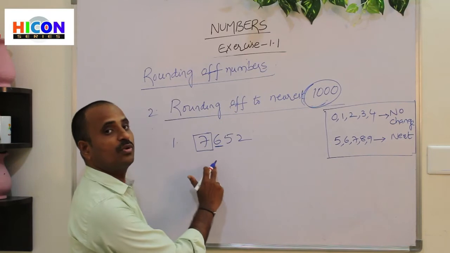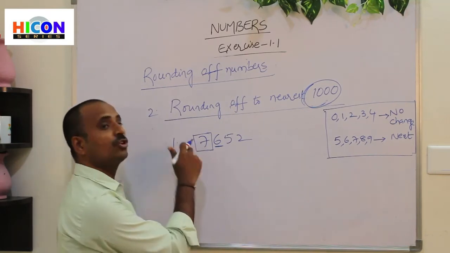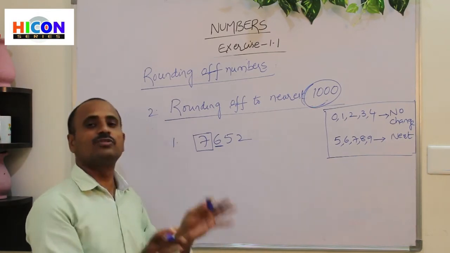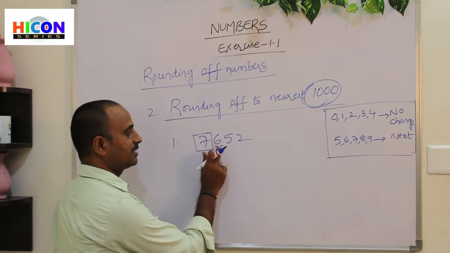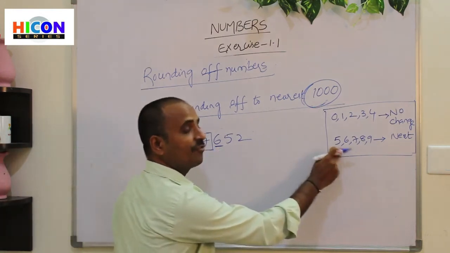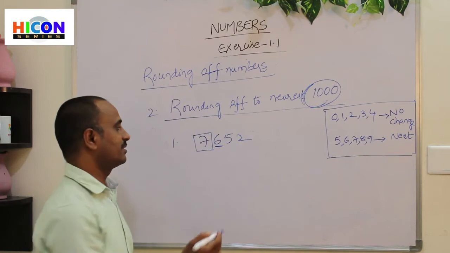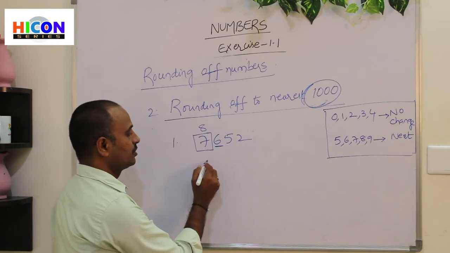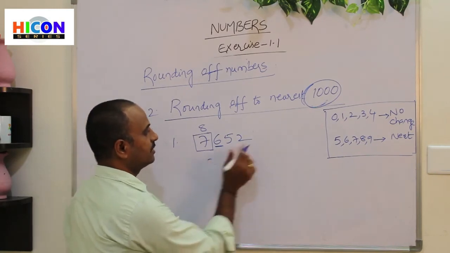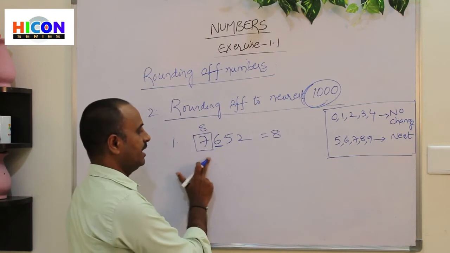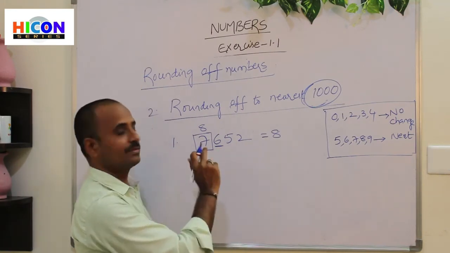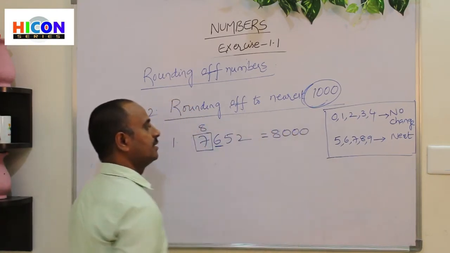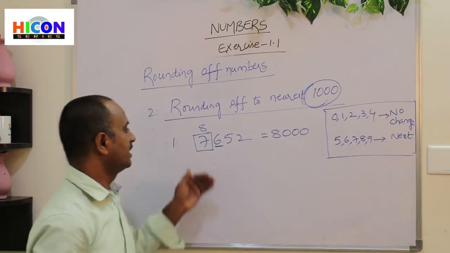If the next digit is more than 5, write the next thousands. If the next digit is less than 5, keep the same thousands, no change in the thousands. So here the next digit is 6, that is more than 5, so write the next thousands. Here there are 7 thousands. The next 1000 is 8. So write the next 1000, that is 8 thousands, and put zeros for the remaining digits. There are 3 digits, so put 3 zeros for the remaining 3 digits. That means the answer is 8000.